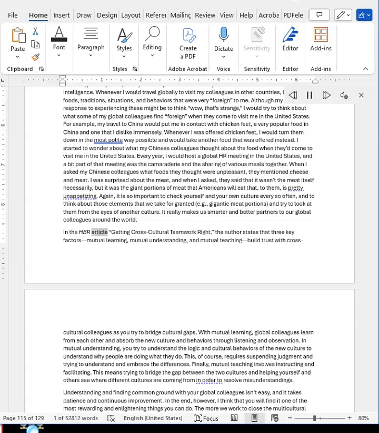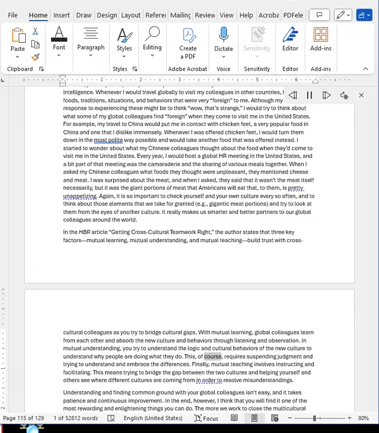In the HBR article, Getting Cross-Cultural Teamwork Right, the author states that 3 key factors, mutual learning, mutual understanding, and mutual teaching, build trust with cross-cultural colleagues as you try to bridge cultural gaps. With mutual learning, global colleagues learn from each other and absorb the new culture and behaviors through listening and observation. In mutual understanding, you try to understand the logic and cultural behaviors of the new culture to understand why people are doing what they do.